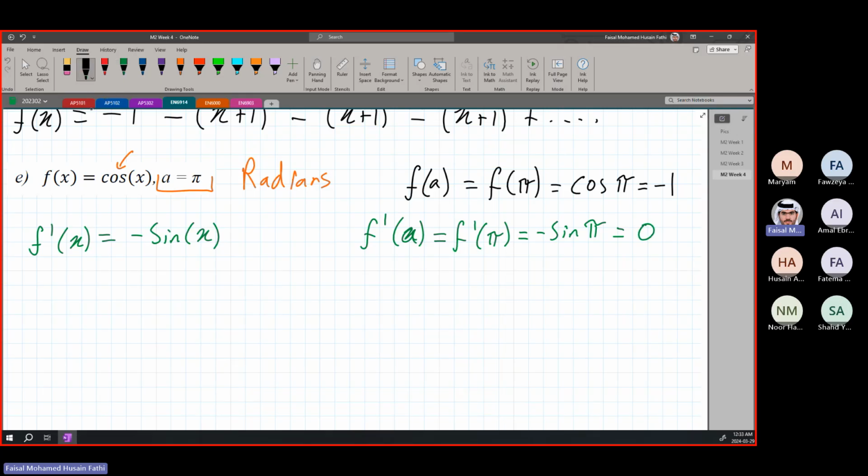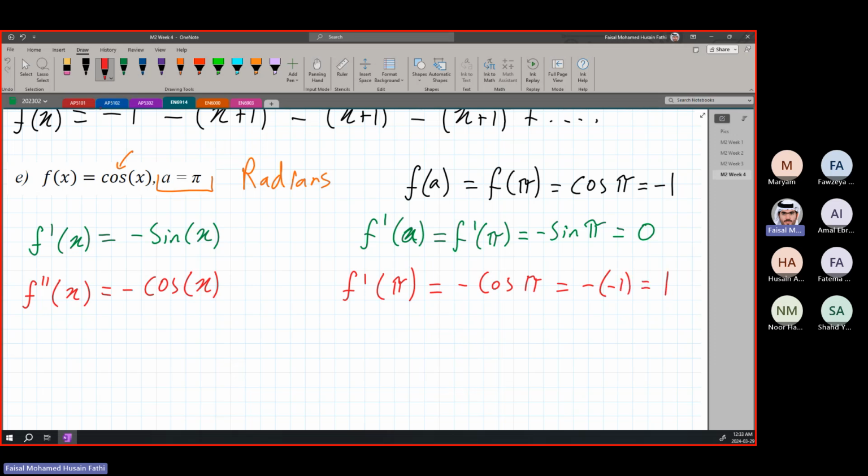Again, same thing. We will go for the next derivative. f double prime of x is equal to minus the derivative of sine of x, which is cosine of x. So f double prime of pi is minus cosine of pi, which is minus minus 1, which is equal to 1. Again, we'll do it one more time.